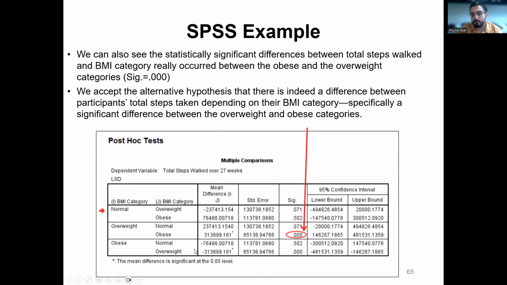And the third row, it's obese and overweight, which is the same. You are comparing overweight with obese or comparing obese with overweight. Those are the same concepts. So we can also see the statistically significant differences between total steps walked and BMI category really occurred between the obese and the overweight categories. So we accept the alternative hypothesis here, which means there is indeed a difference between participants' total steps.